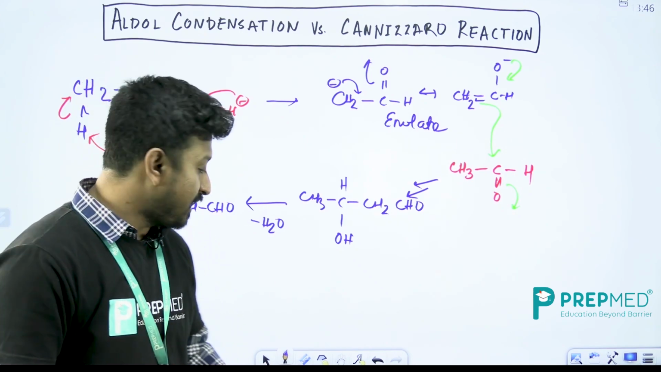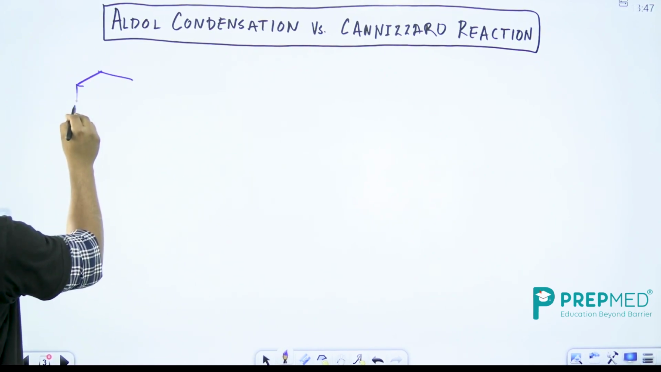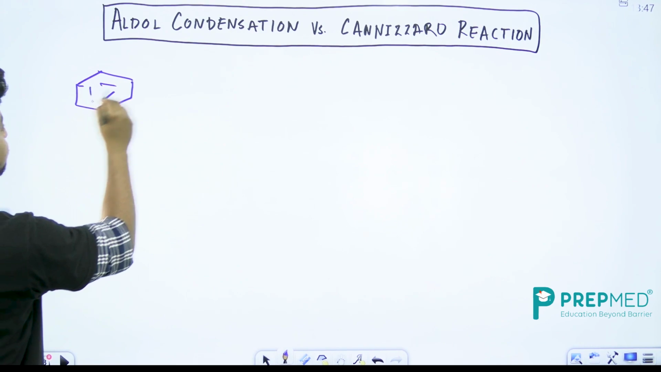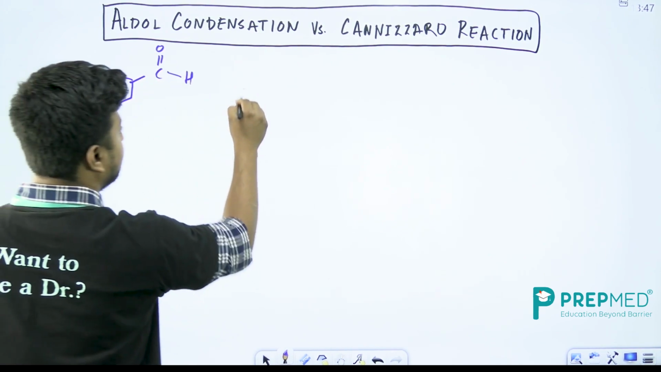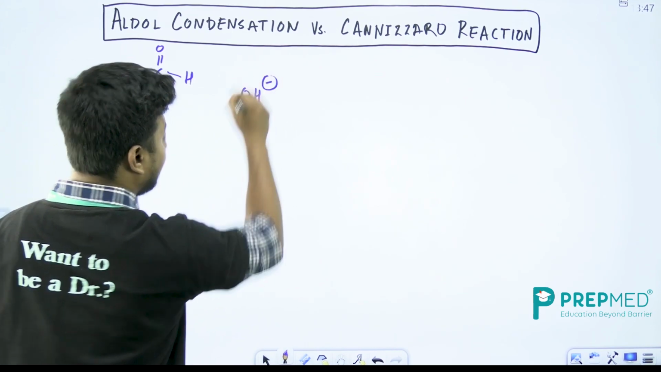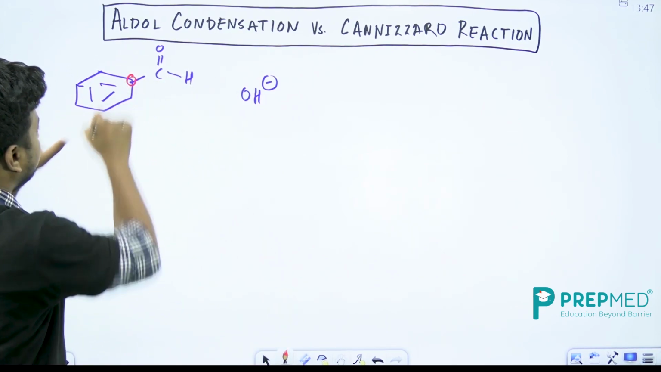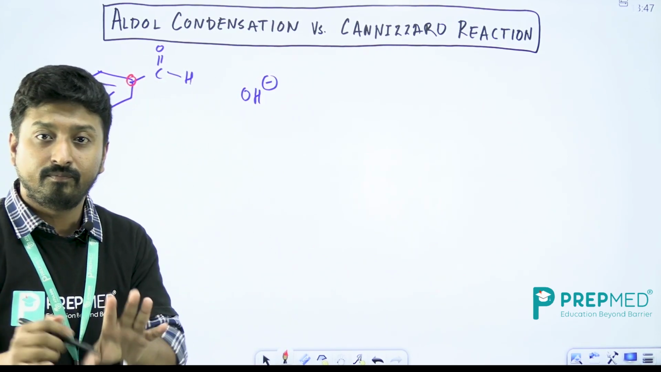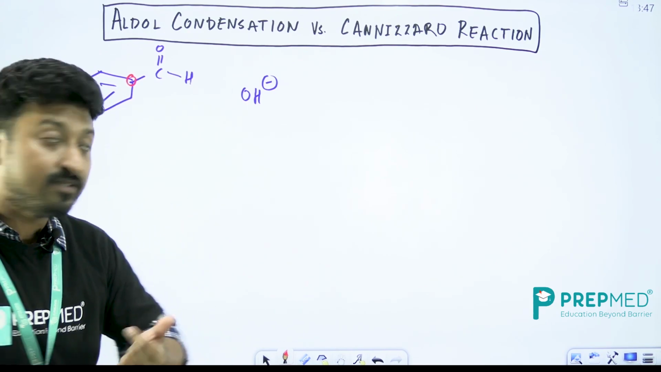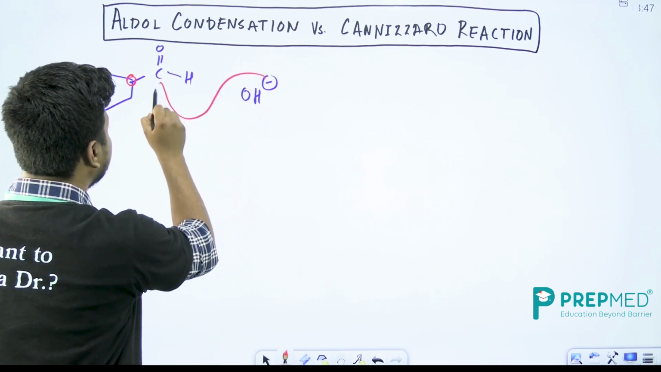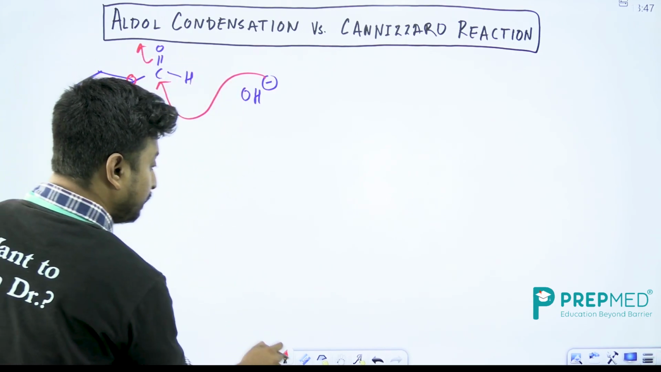Now what happens in the case of the Cannizzaro reaction? In this case we have taken the molecule benzaldehyde. Here the OH minus does not have any alpha hydrogen to go and capture to make the aldol condensation. Instead, it attacks the carbonyl carbon center, and next step, what happens?